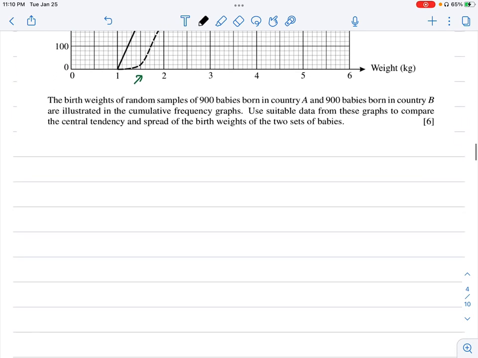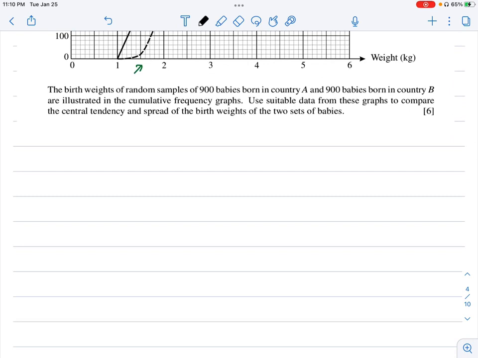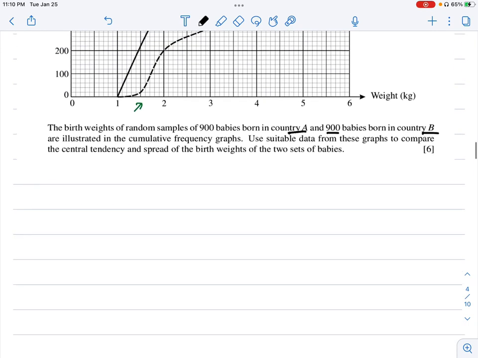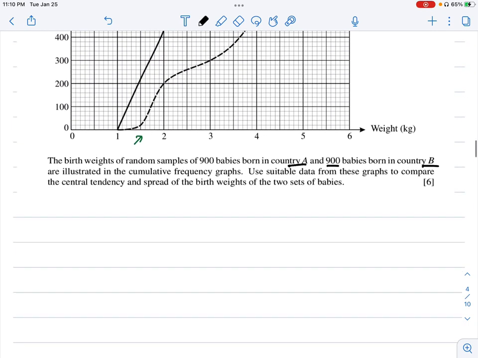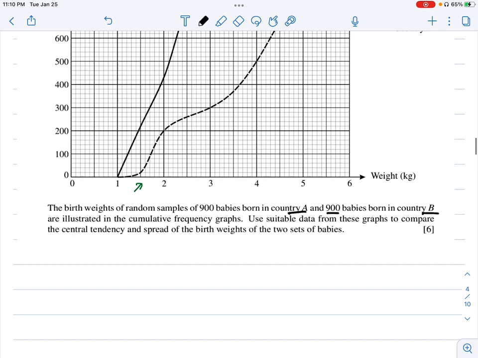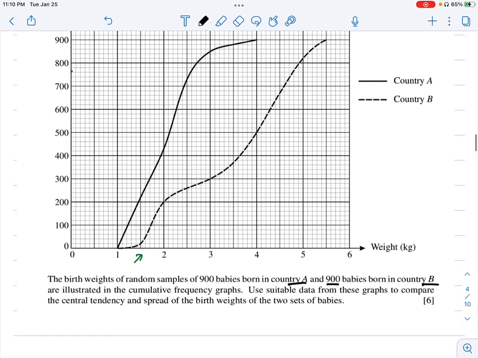The birth weights of the random samples of 900 babies born in country A and 900 babies born in country B are illustrated in the cumulative frequency graph. Use suitable data from these graphs to compare the central tendency and the spread of birth weights of the two sets. So first of all, there are 900.